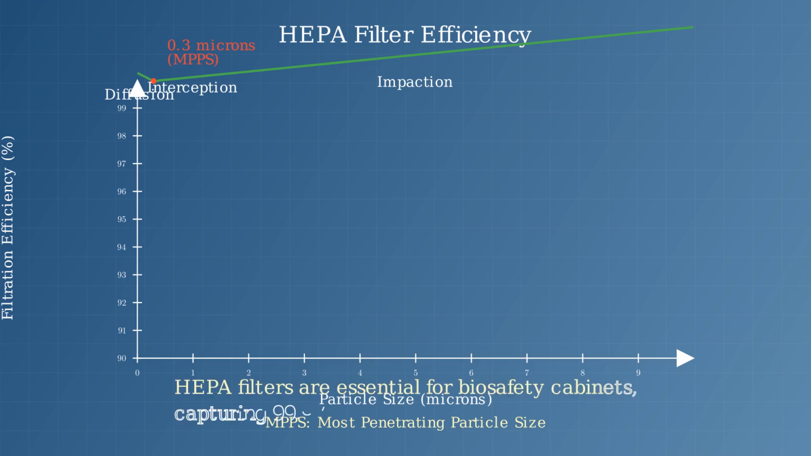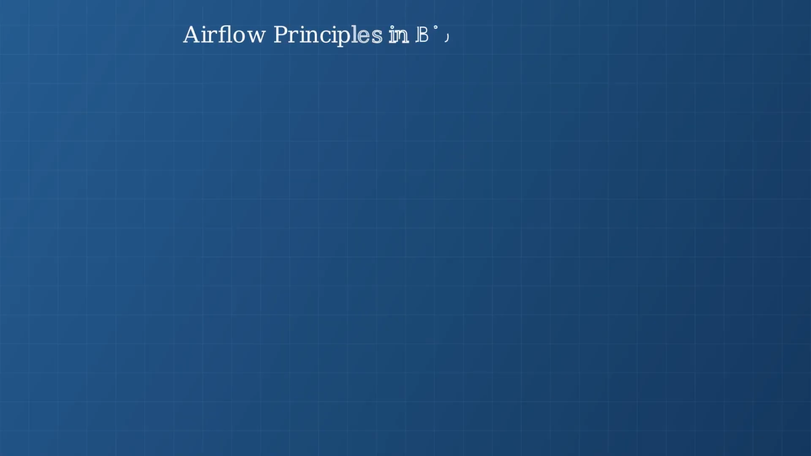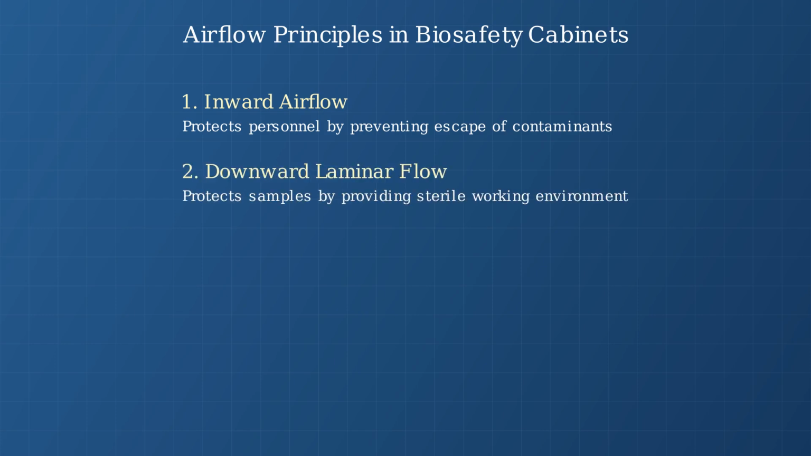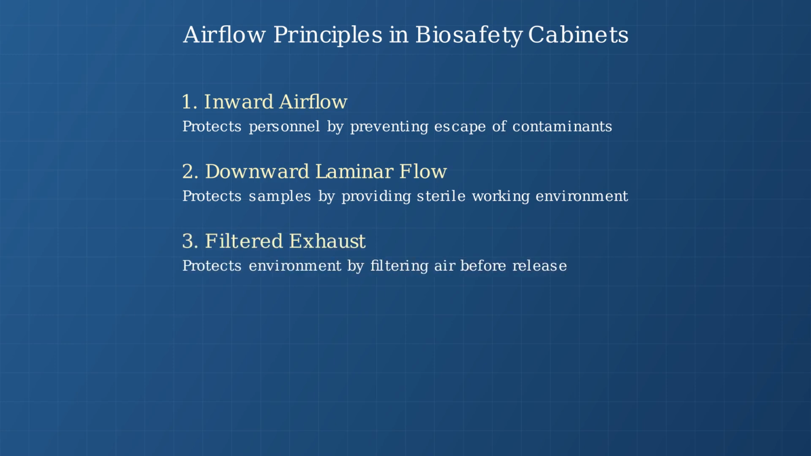The combined action of these three mechanisms makes HEPA filters remarkably effective, which is why they're essential components in all classes of biosafety cabinets. Biosafety cabinets rely on three fundamental airflow principles to provide protection. First, inward airflow prevents the escape of contaminants, protecting laboratory personnel. Second, downward laminar flow provides a sterile working environment, protecting samples from contamination. Third, filtered exhaust ensures that all air leaving the cabinet is clean, protecting the environment.